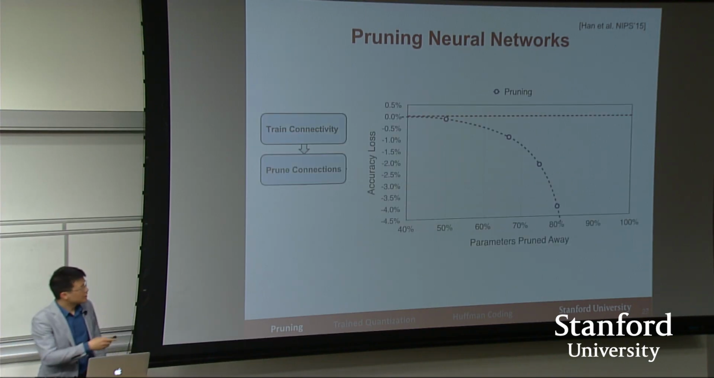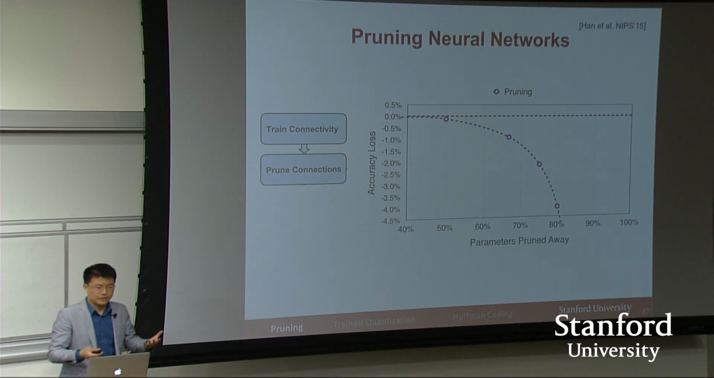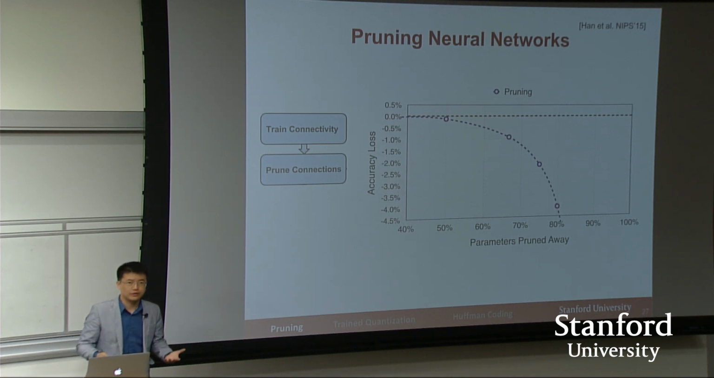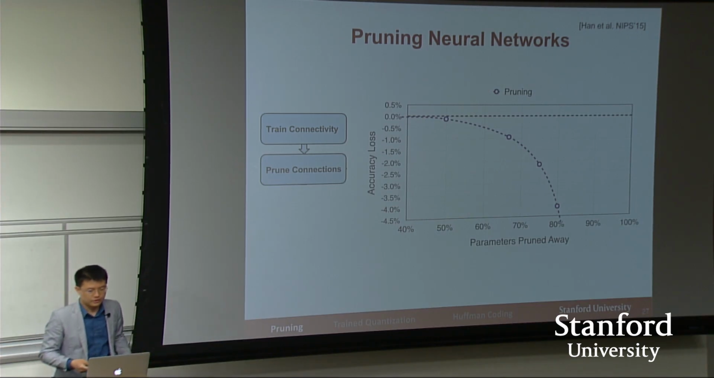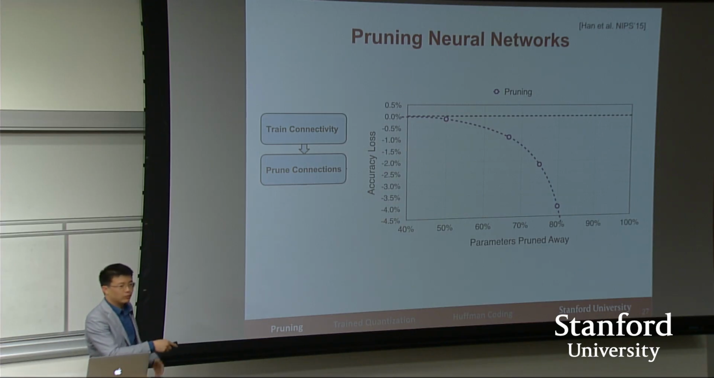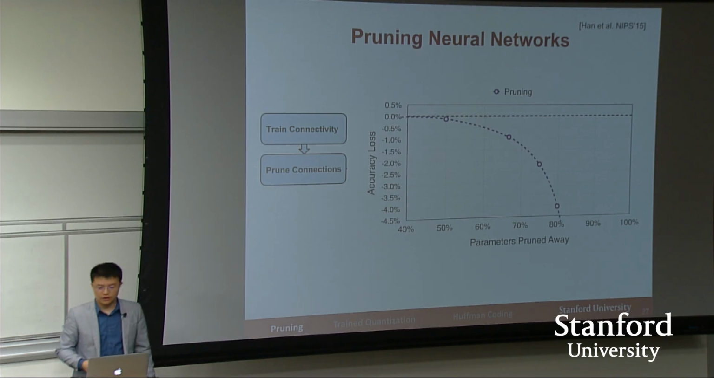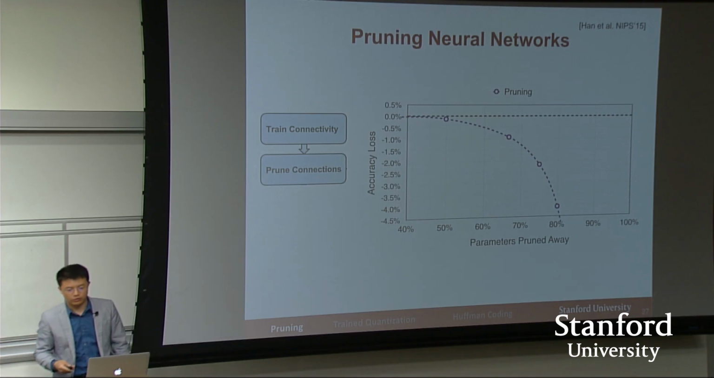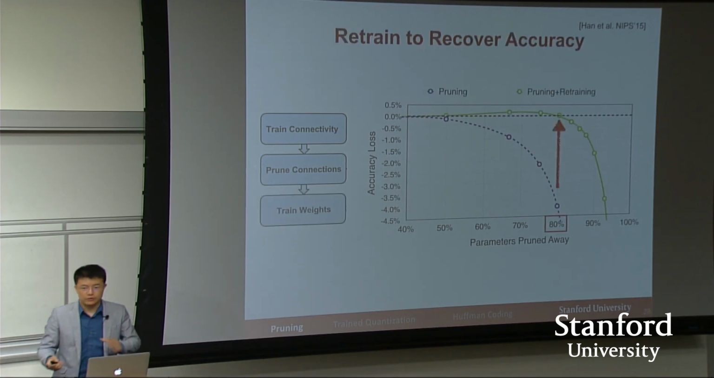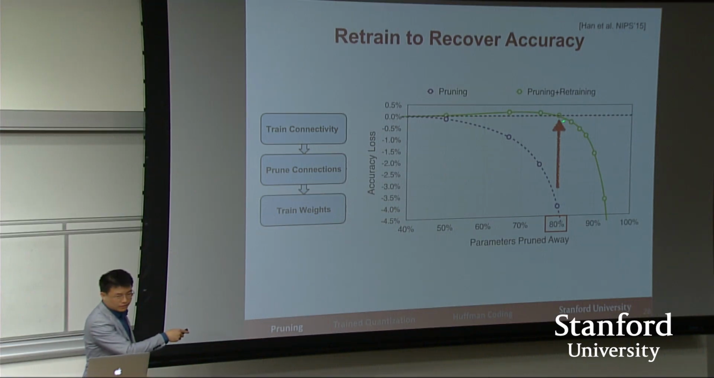So this is the accuracy. The x-axis is how many parameters you prune away, and the y-axis is the accuracy you have. We want to have fewer parameters, but we also want to have the same accuracy as before. We don't want to sacrifice the accuracy. For example, at 80%, we zero away 80% of the parameters, but the accuracy dropped by 4%. That's intolerable. But the good thing is that if we retrain the remaining weights, the accuracy can fully recover here.